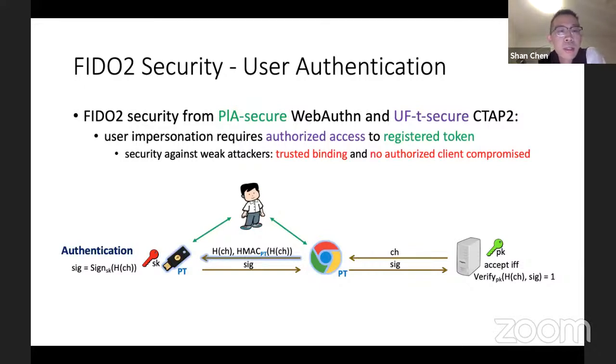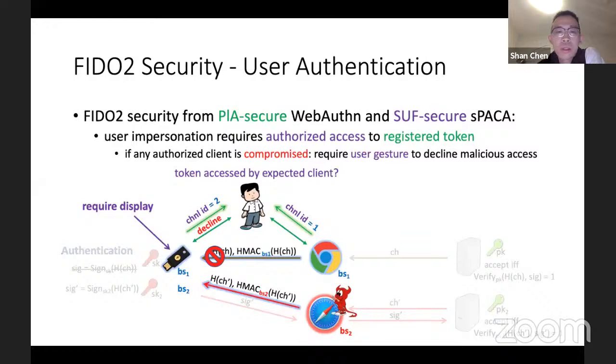So we guarantee that to impersonate the user, the attacker has to acquire both the registered token and authorized access to it. And as we said, this is only in the weak sense. And if we use our strongly secure S-PACAL protocol, we can get a strongly secure new protocol.